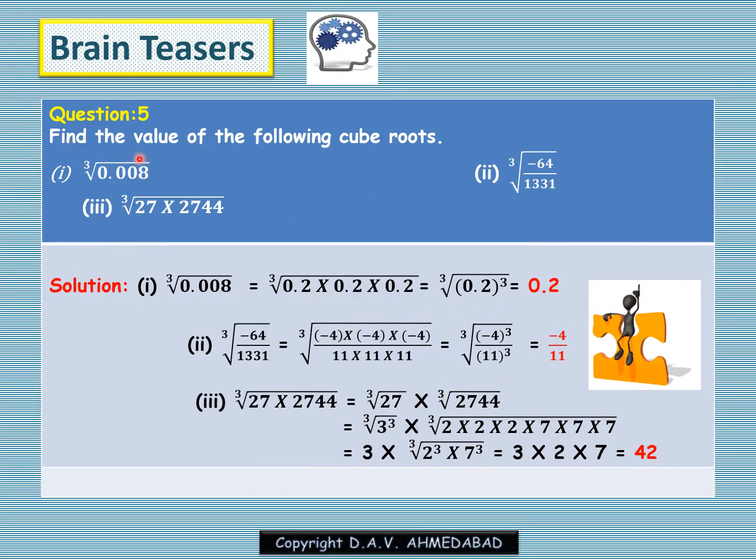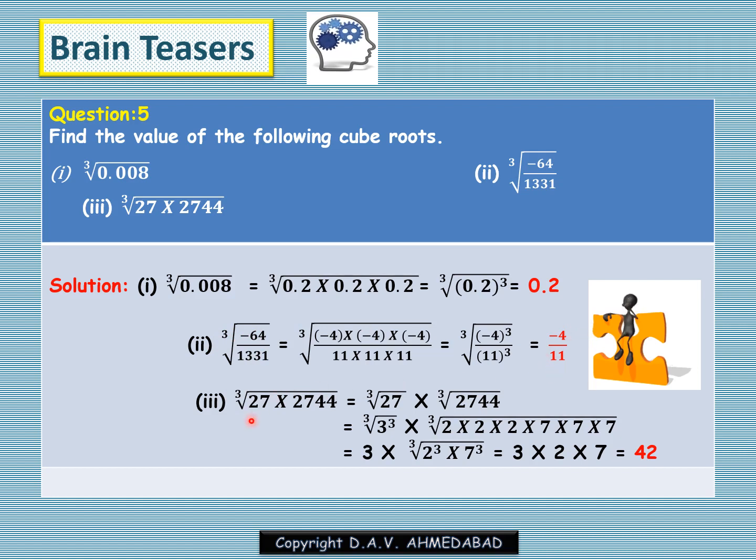Next question is, find the value of the following cube roots. First is cube root of 0.008. Now till now, each one of you must be knowing how to do this. So it is 0.2. Second is cube root of minus 64 by 1331. Again, we know that cube root of a by b is cube root of a divided by cube root of b. And because it is negative, so answer will be negative only.